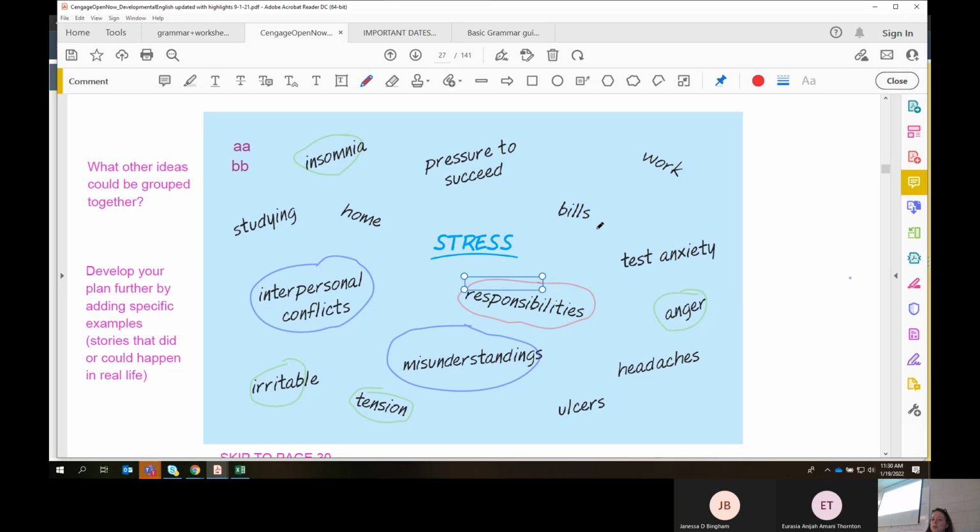So you've got responsibilities. That could be like work. And then sometimes you might combine two categories, and you'll see those two categories go together pretty well.